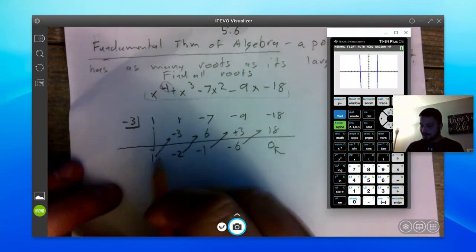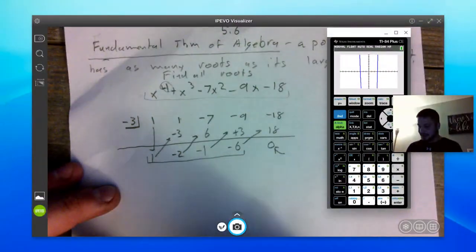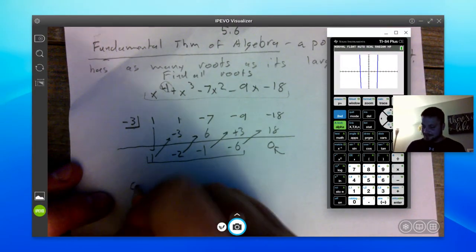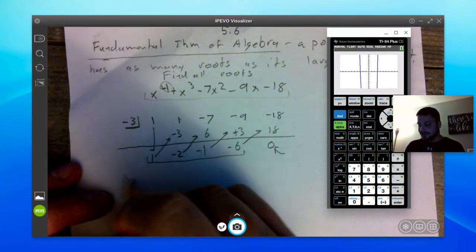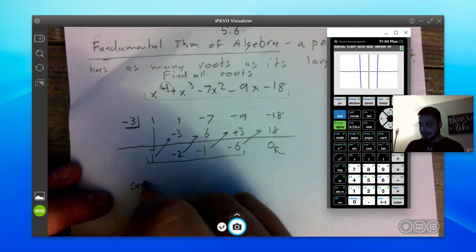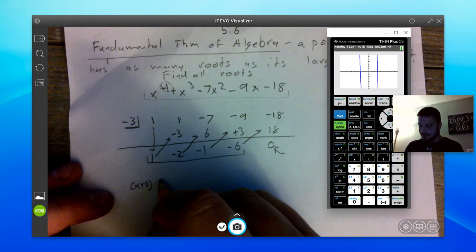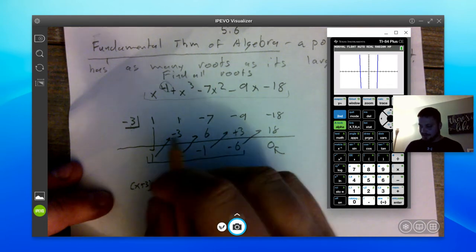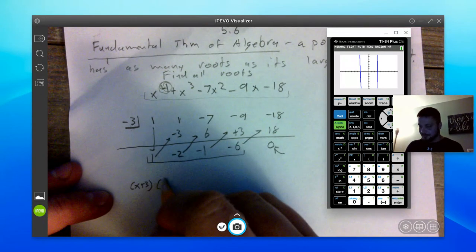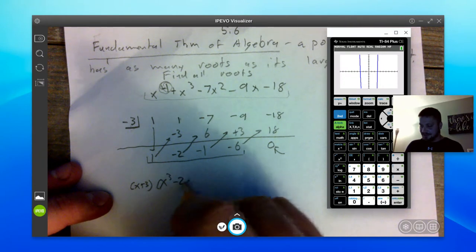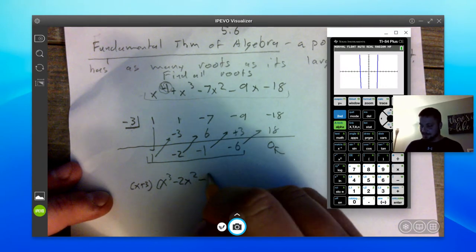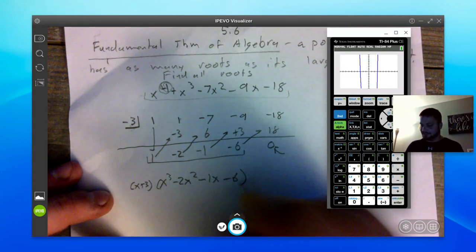Okay, so now here are my new coefficients to what I have left. First of all, I factored out -3 as my root, so I factored out x plus 3 because that's the factor that comes with this root. And I'm left with 1. Remember, I start with 1 less exponent. So it's 1x to the third minus 2x squared minus 1x minus 6.